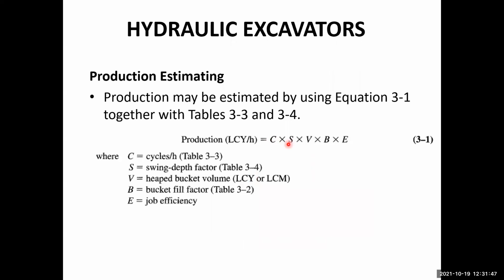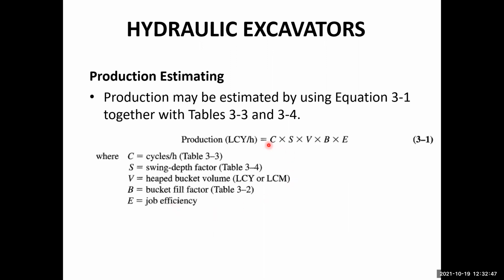So this factor is multiplied by this factor, and V is the heaped bucket volume. In one cycle there will be one bucket volume placed. B is the bucket fill factor. As we have seen before in Table 3-2, it depends on the type of soil. And E is the job efficiency, that means how efficiently the job is being performed. For example, in 1 hour of total operation, the machine was operational for 45 minutes. So the job efficiency in this case will be 45 divided by 60, that will be 0.75. So the job efficiency will also have to be estimated.